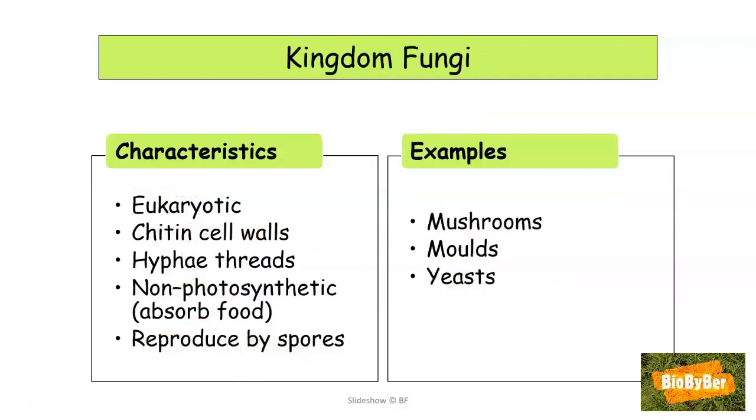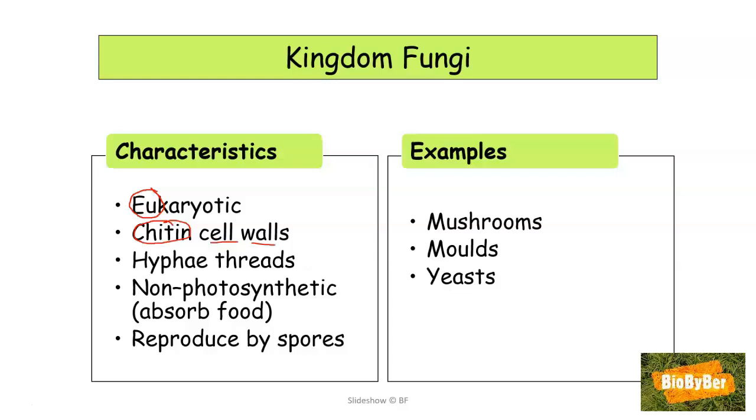Now, the next kingdom we're looking at is Kingdom Fungi. Again, what are the characteristics of Kingdom Fungi? Well, the cells of the fungi are eukaryotic. They have a true nucleus. Now, fungi actually have cell walls, but this time the cell walls are made of a material called chitin, not cellulose, because if the cell walls were made of cellulose, then the organisms would be a plant.